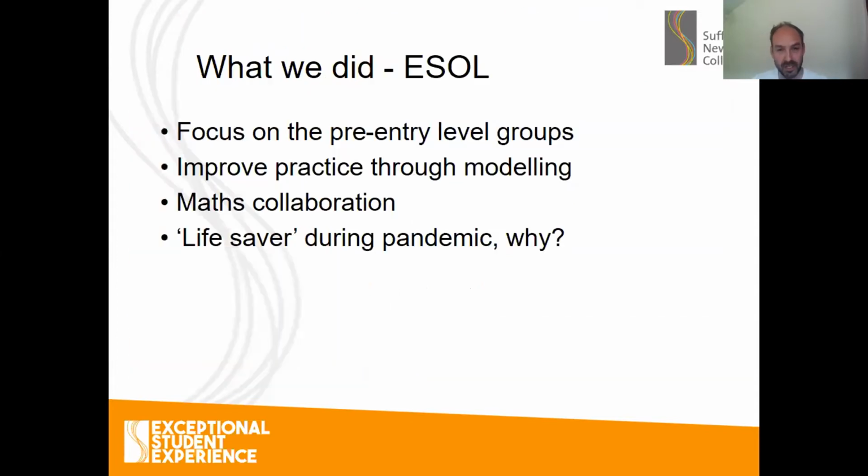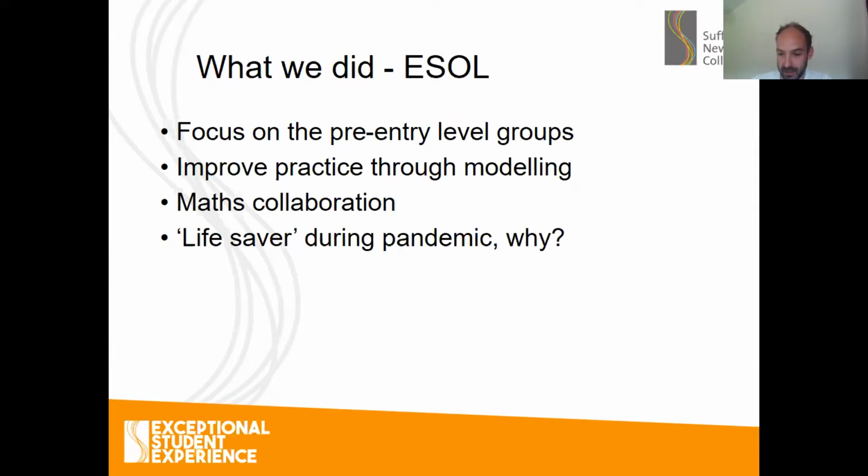I'll skip on to ESOL because I'm sure we'll have a few minutes for questions at the end. What we did in ESOL was focus on the pre-entry level groups, those with no skills, no educational background. We used modelling in collaboration with one of the maths teachers that worked closely with the ESOL team. Most of the teachers described having a visualizer as an absolute lifesaver.